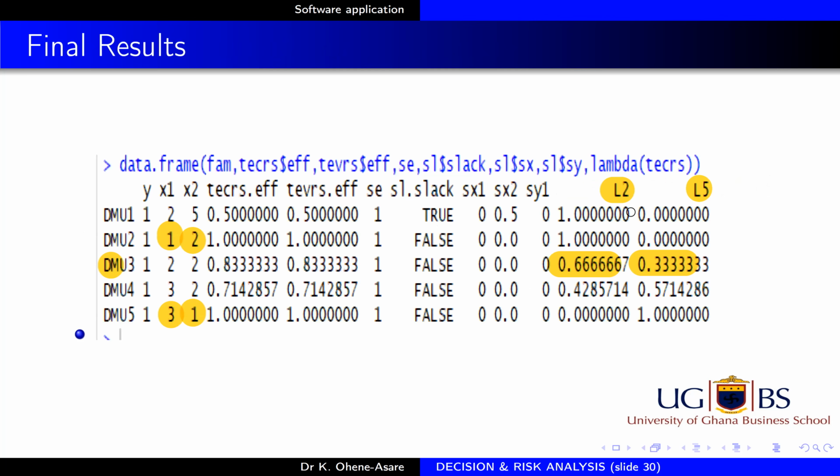If you look at DMU2, all the weight was put on lambda 1. In other words, it's putting all the weight on itself. So you multiply that 1 by the peer, but the peer is itself. You multiply that 1 by itself, which is 1, and that 1 by itself, which is 2. So you can see that you arrive at the original.